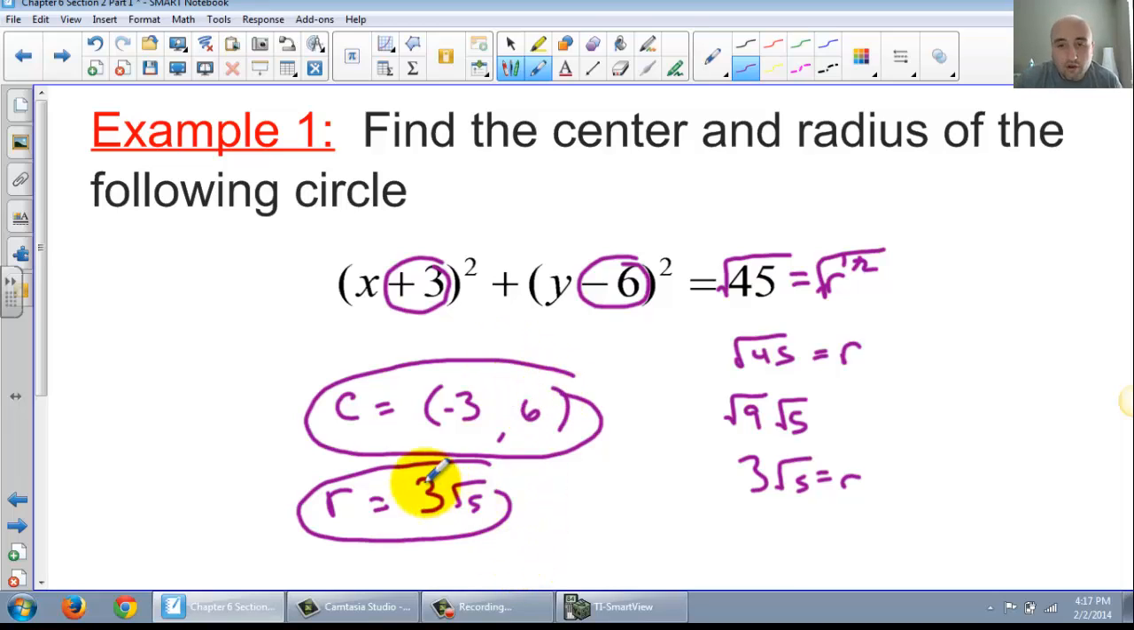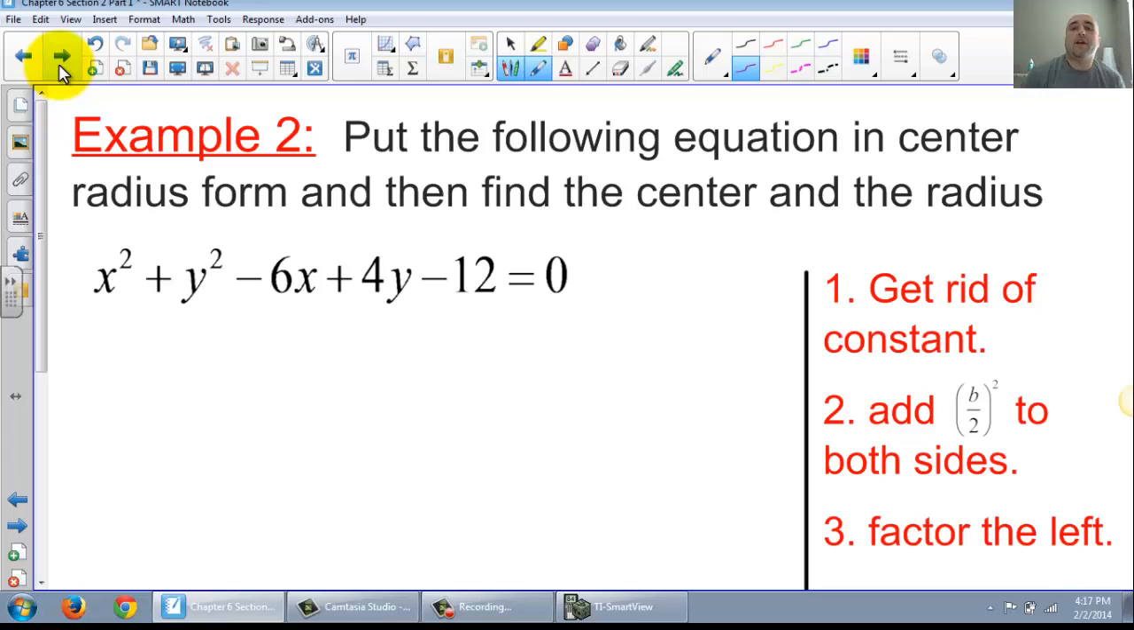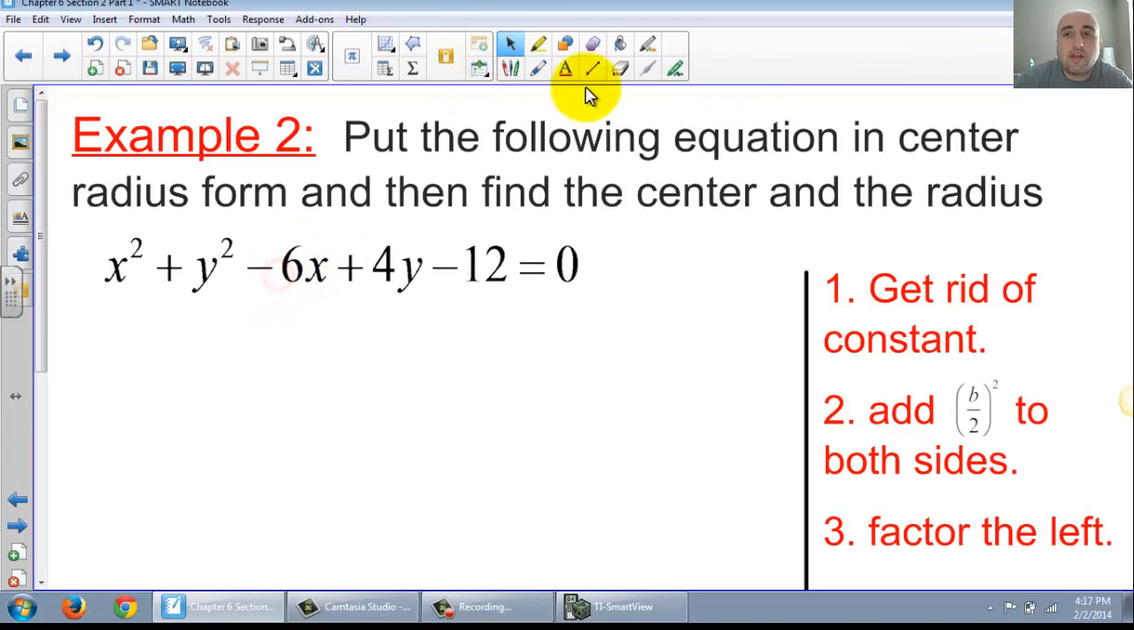And if you were to graph this, all you'd have to do is do 3 root 5 on your calculator and come up with a decimal, so you know where exactly that will go on your graph. All right, so example 2 kicks it up a notch, definitely. Okay, it says put the following equation in center radius form and then find the center and the radius.